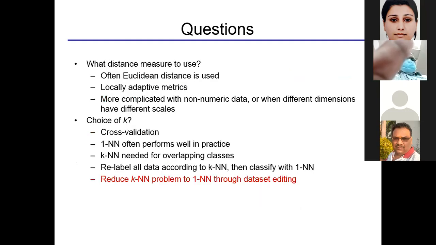So what distance measures are used? Often the Euclidean distance is used. Then we have locally adaptive metrics, and there is non-numerical data, and different dimensions can have different scales. So it depends upon the data you are working with and how you are representing it. If the data scales are different, then we first convert them, and then we calculate the distance between these two. Sometimes we'll do cross validation, and 1NN often performs well in practice, but usually KNN is needed when you have overlapping classes.